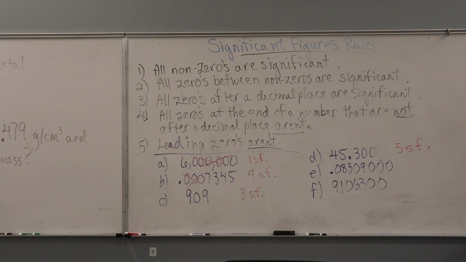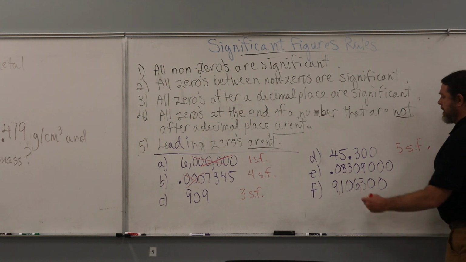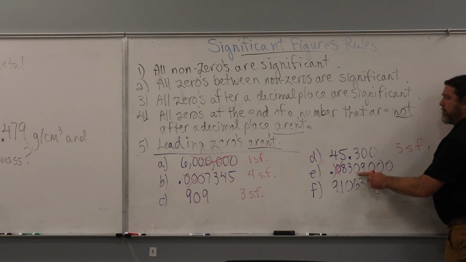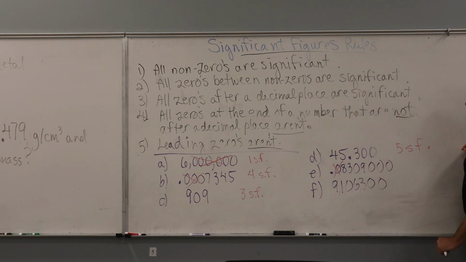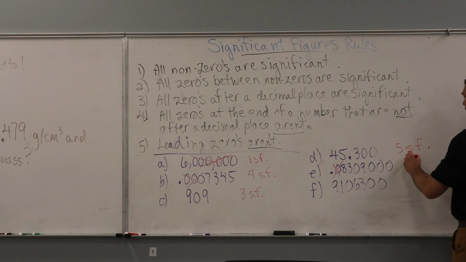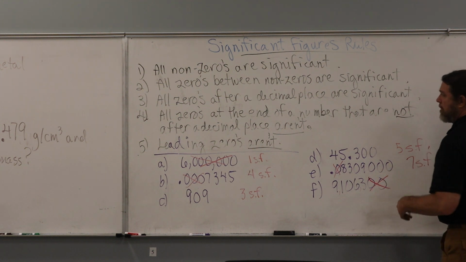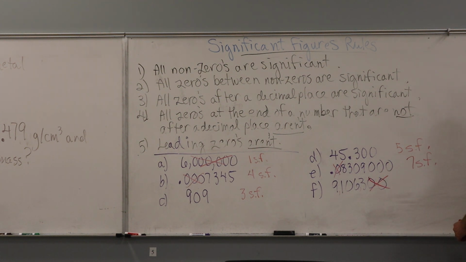Over here, we have, once again, a lot of decimal places going on. We can get rid of this leading zero. I'll show you how we can get rid of it in the next video. That is not significant, but the zeros between non-zeros, that is rule 2, are significant. Trailing zeros after a decimal place are significant, so we have 7 significant figures. And then here we just simply have a whole number, there's no decimal place. We assume that these 2 trailing zeros, rule number 4, make this as having 5 significant figures.